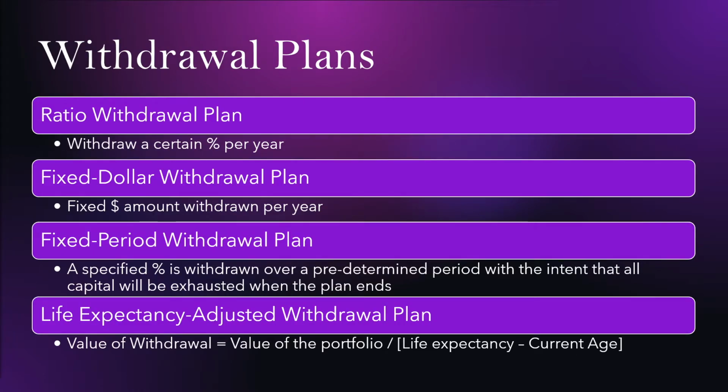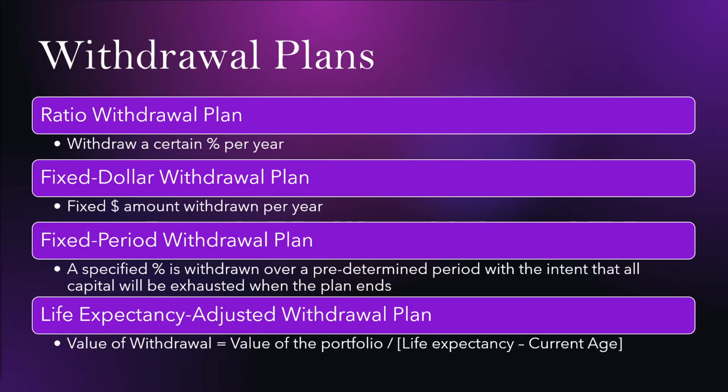Now, there are also a few different withdrawal plans for mutual funds. First off, you have the ratio withdrawal plan, and this is when you withdraw a certain percentage of the mutual fund per year. You also have the fixed dollar withdrawal plan, where you're just withdrawing a fixed dollar amount per year. There's also the fixed period withdrawal plan. This is a bit different. It is a specified percentage withdrawn over a predetermined period, and the intent here is that all capital will be exhausted when the plan ends.